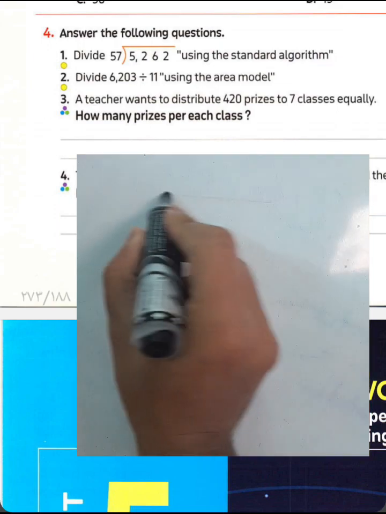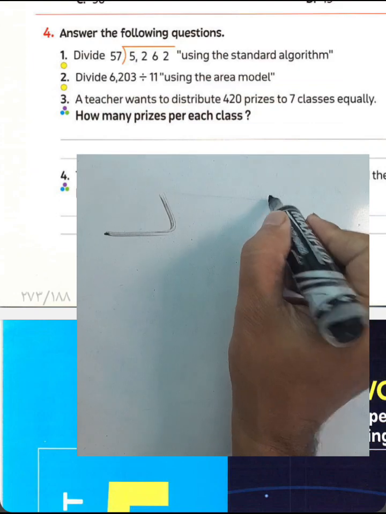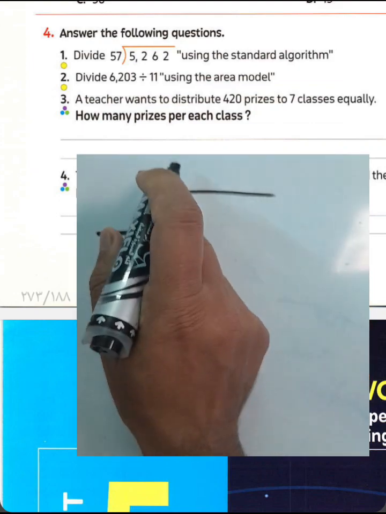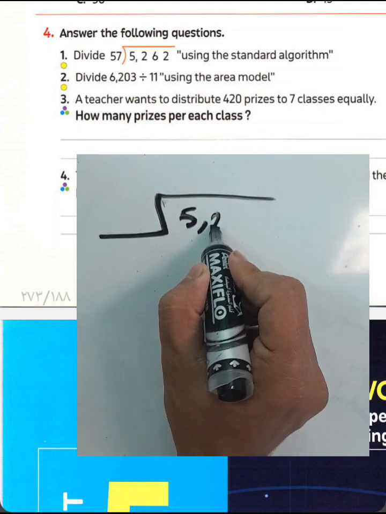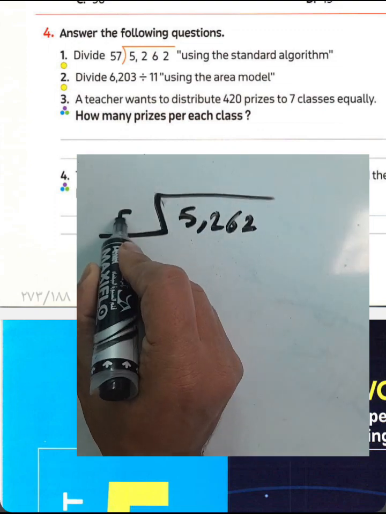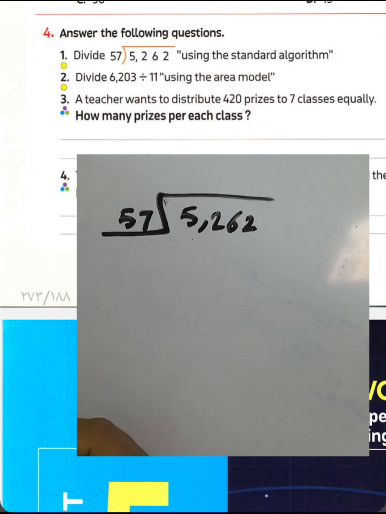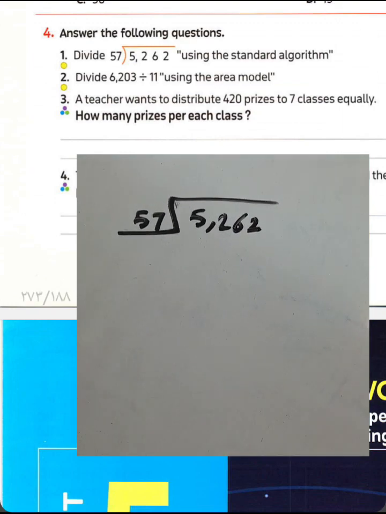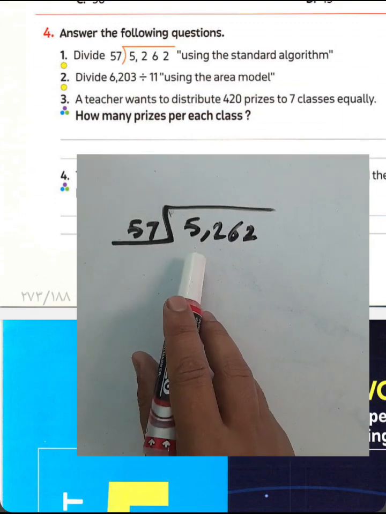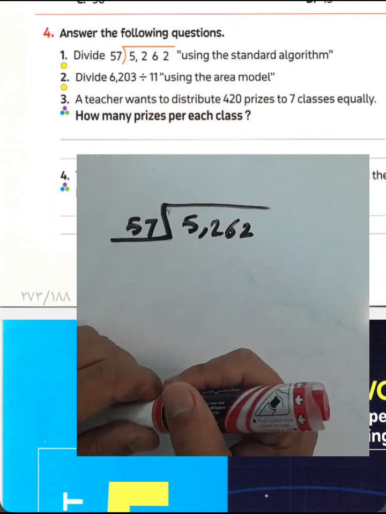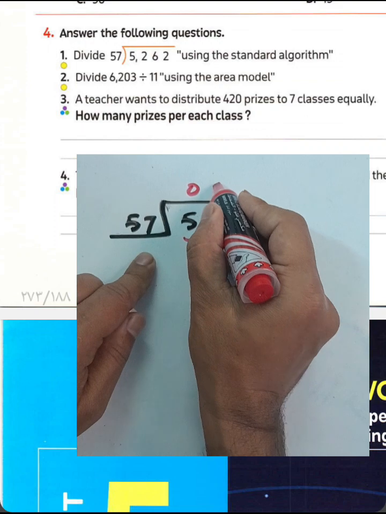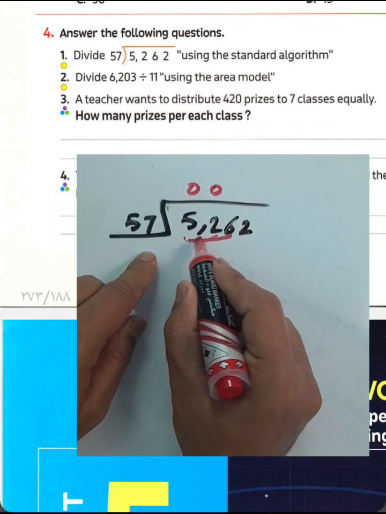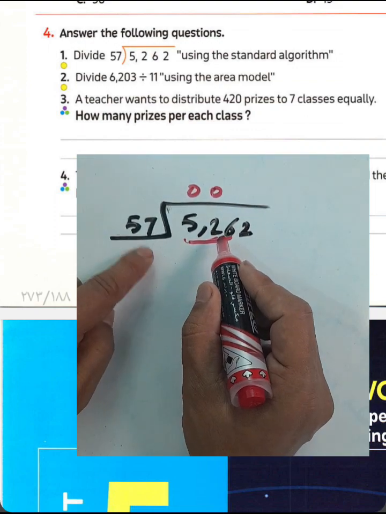Okay, my students, here we write the dividend, 5262 divided by 57. We will solve this example from the left-hand side first. 5 divided by 57, we can't do it, put 0. And 52 divided by 57, we can't do it, put 0. And 526 divided by 57 equals what?